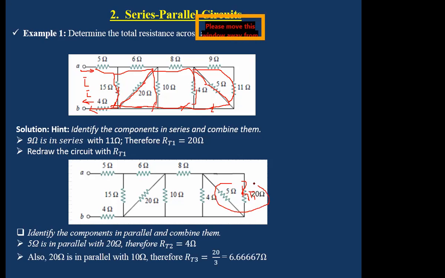So this is now RT2. If you also find other components in parallel, you realize that the 20 and the 10 ohm are also in parallel. Then product over sum, that's 200 over 30, that's 20 over 3, and your RT3 is about 6.6667 ohms. For intermediate calculations, it's better to write the fraction, as it's more accurate, or you maintain up to 5 decimal places so that you don't lose accuracy.